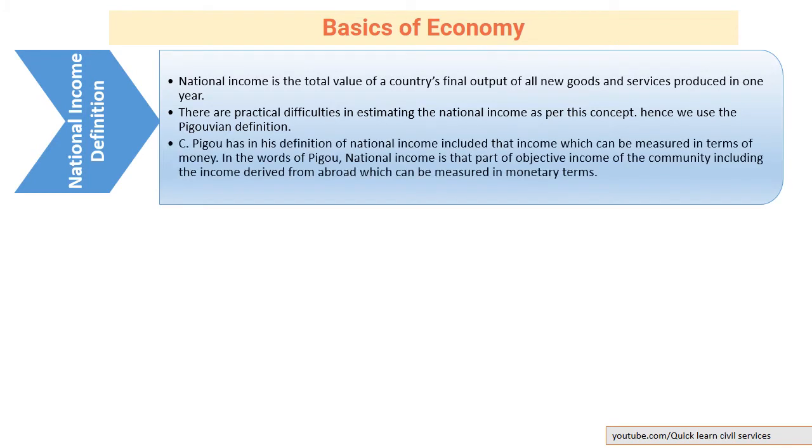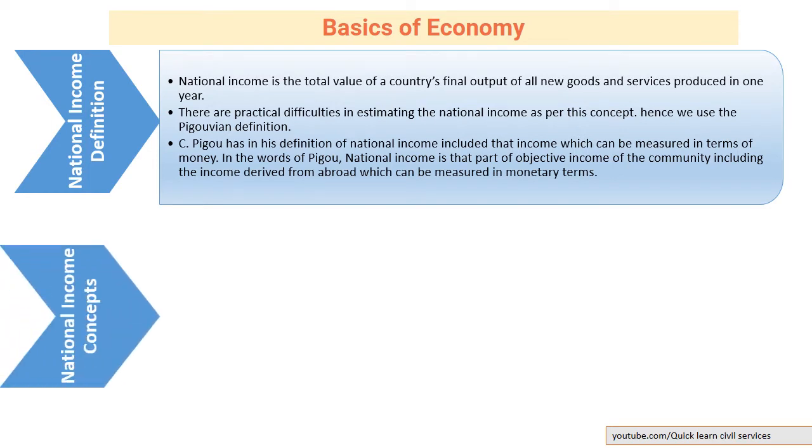A. C. Pigou has in his definition of national income included that income which can be measured in terms of money. In the words of Pigou, national income is that part of objective income of the community including the income derived from abroad which can be measured in monetary terms.